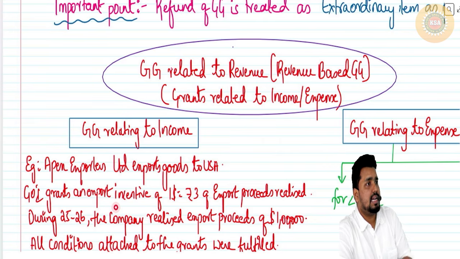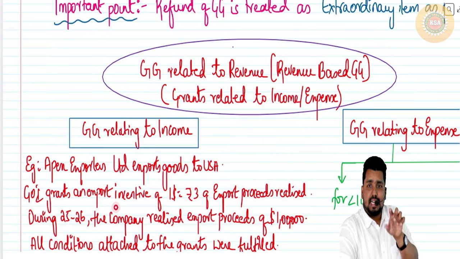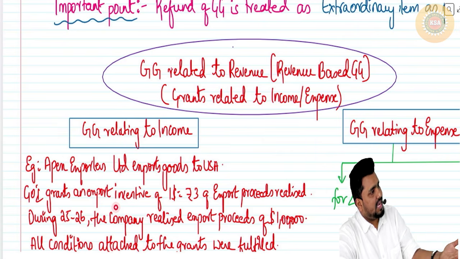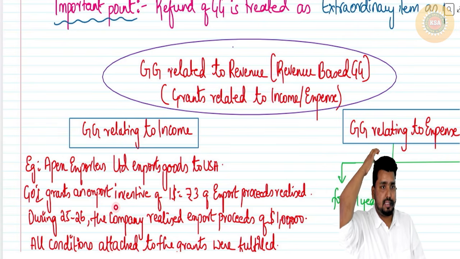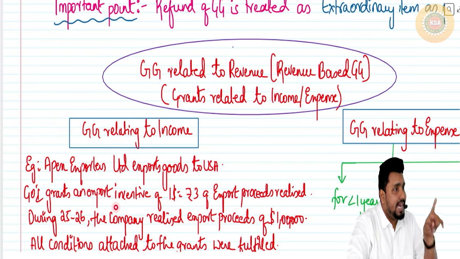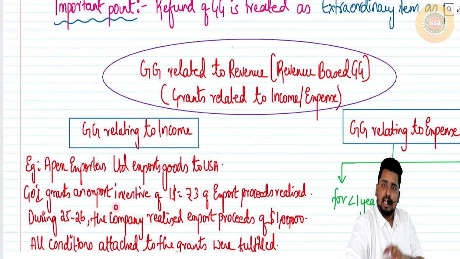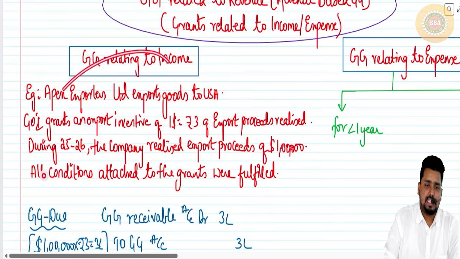Revenue means not revenue from operation. Revenue items means income or expense. Revenue means not sales, revenue items here. That is income based grant, expense based grant. In that, what we are going to do? Income based grant. Ready?